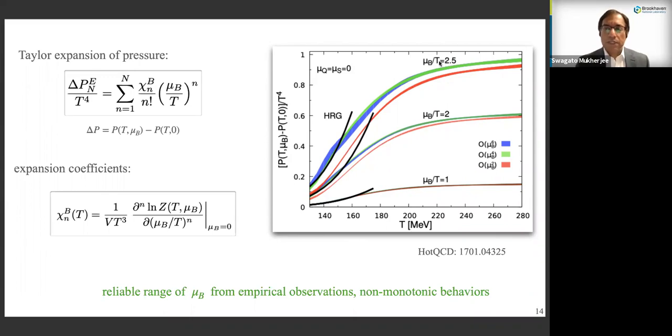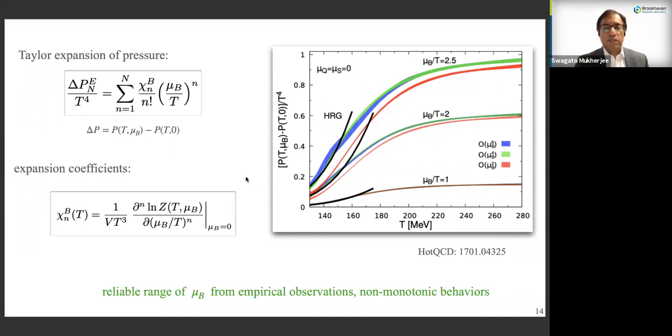As you see, when mu_B/T is roughly 2.5, there are strange things. Some non-monotonic behavior develops as you go from the fourth to the second order, fourth to the sixth order here, close to the transition temperature of 155 MeV at mu_B equals 0. So this is sort of how in practice we normally do it.